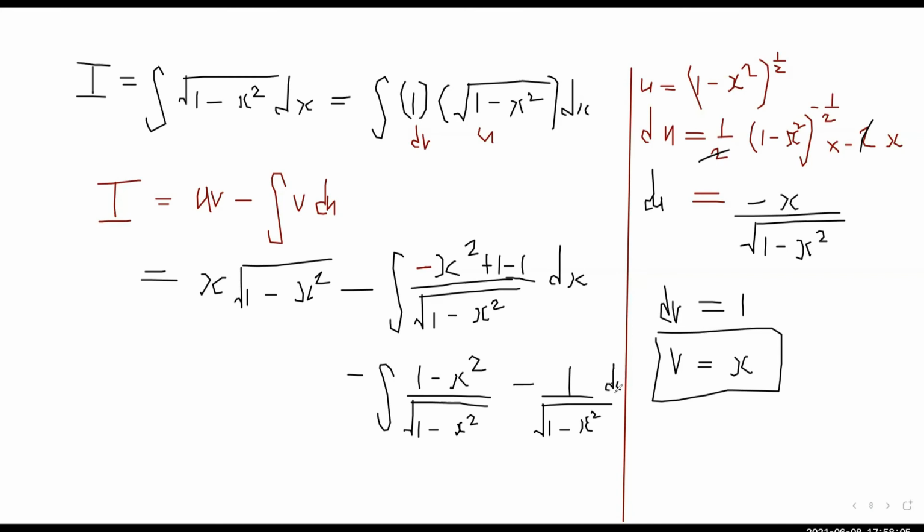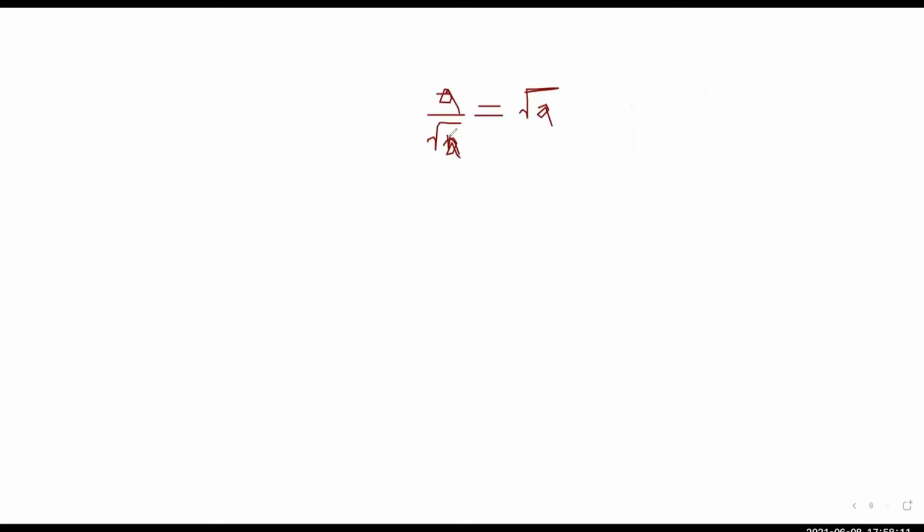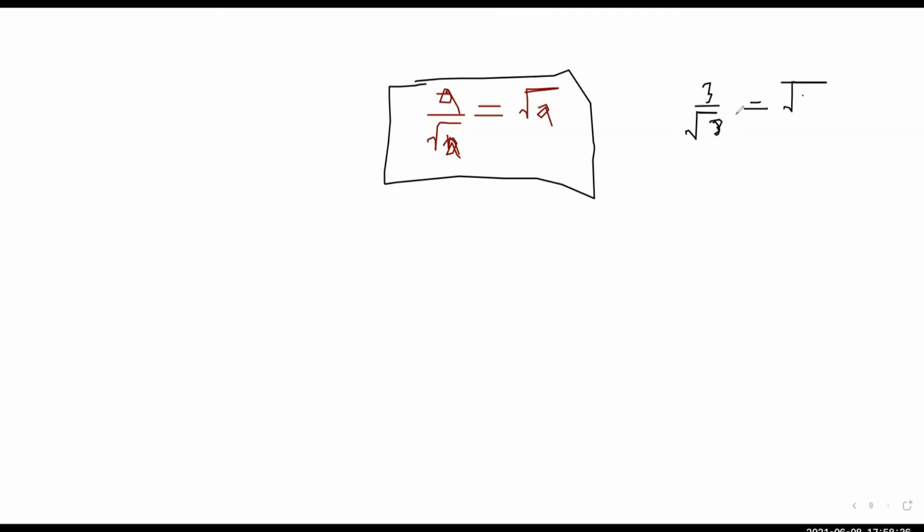So why do we want to get that? This is why, because I just showed you that a divided by the square root of a is the square root of a, don't it? This a over the square root of a is the square root of a, meaning if you divide 3 by root 3, you're supposed to get root 3. Right?